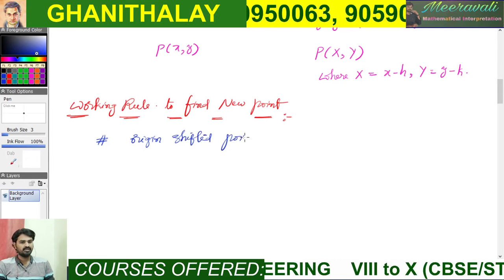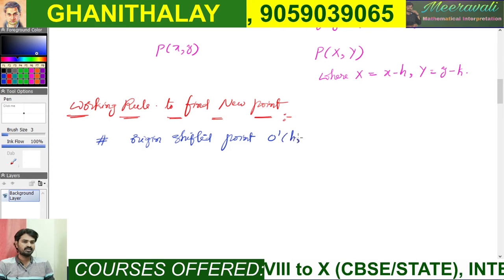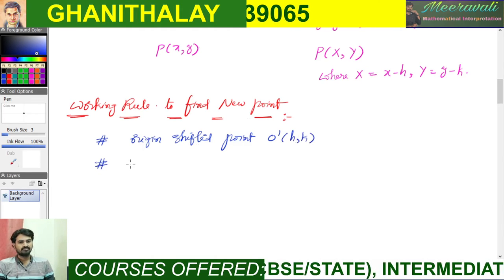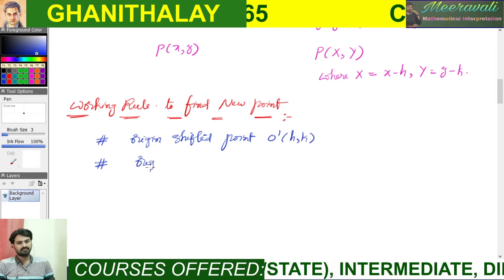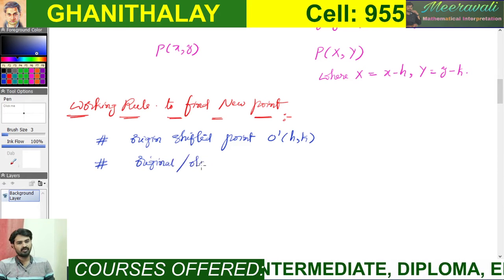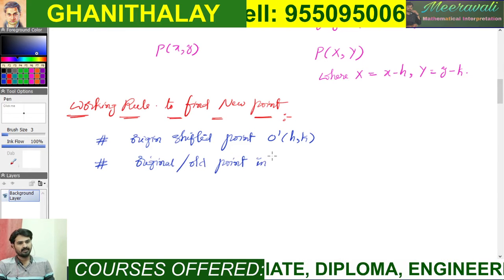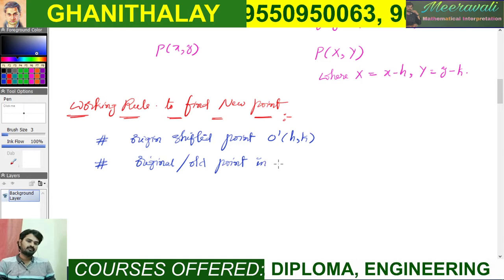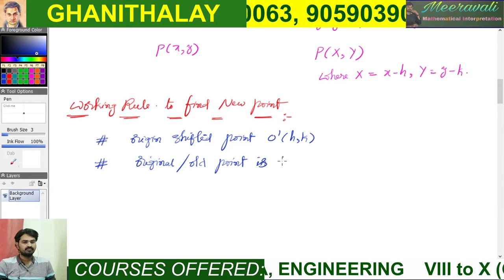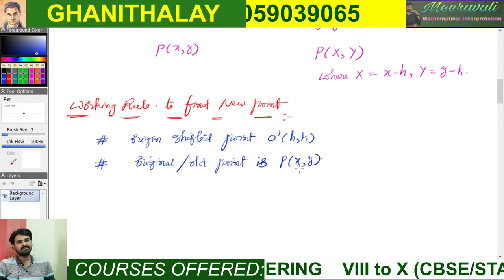Shifted point can be taken as h comma k. Next one, original point. Original or world point is P small x and small y. You can take small x and small y.